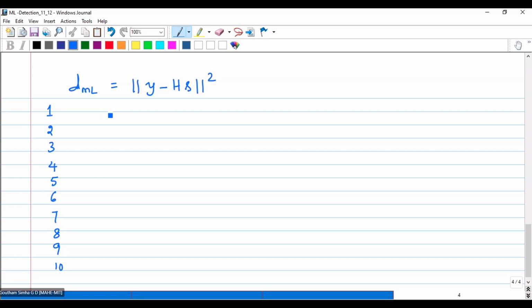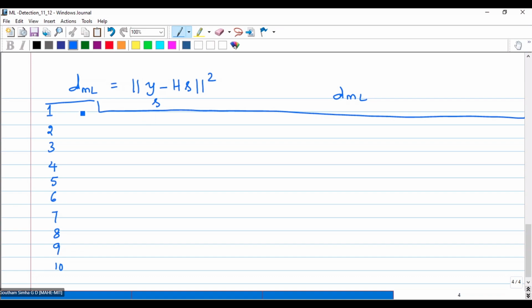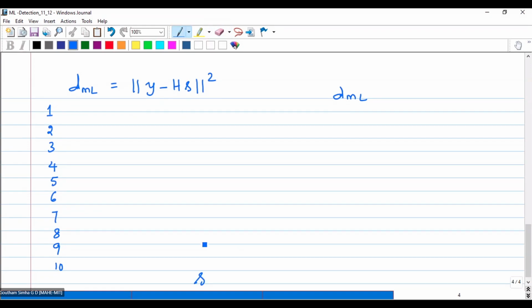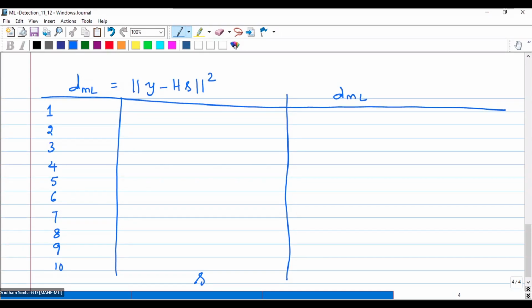Okay, this is my S, and this is my DML. Whatever I'm going to write here would be the signal S. What are all the symbols that you can transmit? What could be the distance?